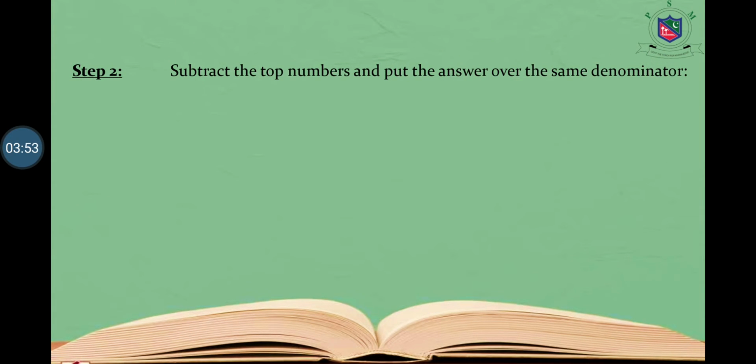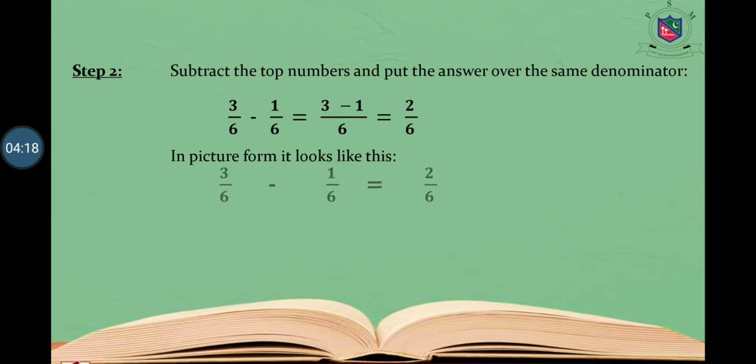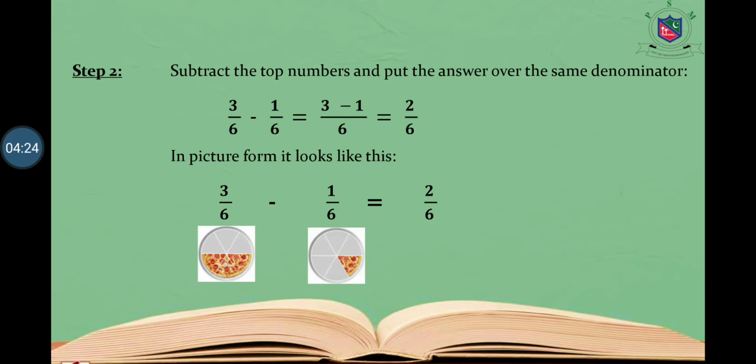Now, in the second step, we need to subtract the numerators and put our answer over the same denominator. As you can see, we have 3 upon 6 minus 1 upon 6. So, the denominator is the same. We need to subtract only the numerators. So 3 minus 1 is equal to 2. In the picture form, it will look like this. This is 3 upon 6, that is 1 upon 6, and after subtraction we get 2 upon 6.